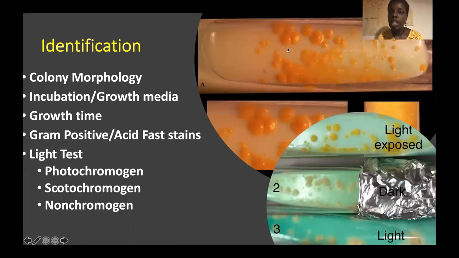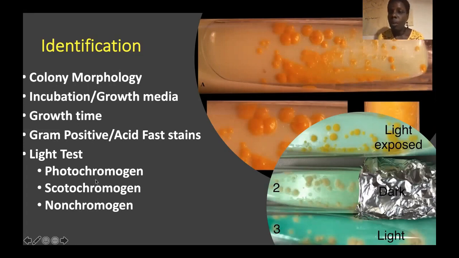Colony morphology is this round, mucoid appearance that we see here. We also identify these species by their growth rates. Some of them are very slow growers and others are fast growers.